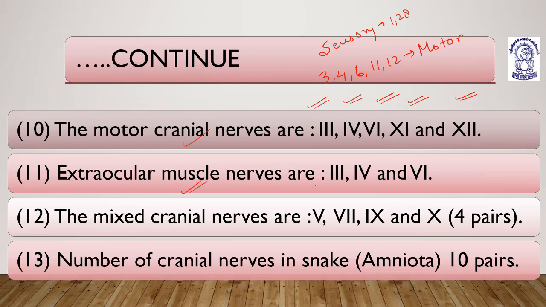Extraocular muscle nerves are the third, fourth, and sixth cranial nerves. The mixed cranial nerves are the fifth, seventh, ninth, and tenth, four pairs. The number of cranial nerves in snake, an amniote, is 10 pairs. Mixed cranial nerves: fifth, seventh, ninth, and tenth.